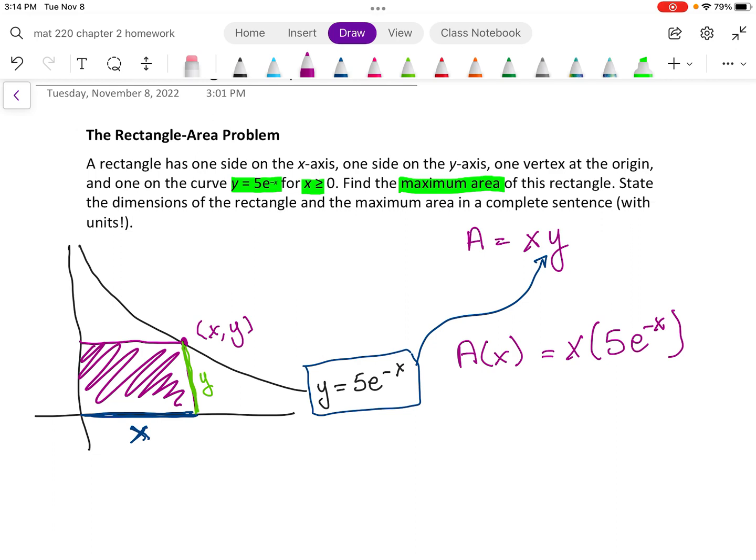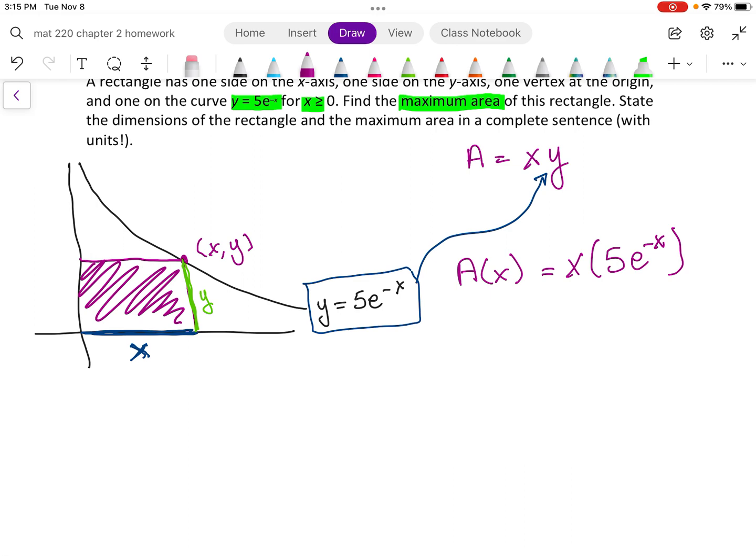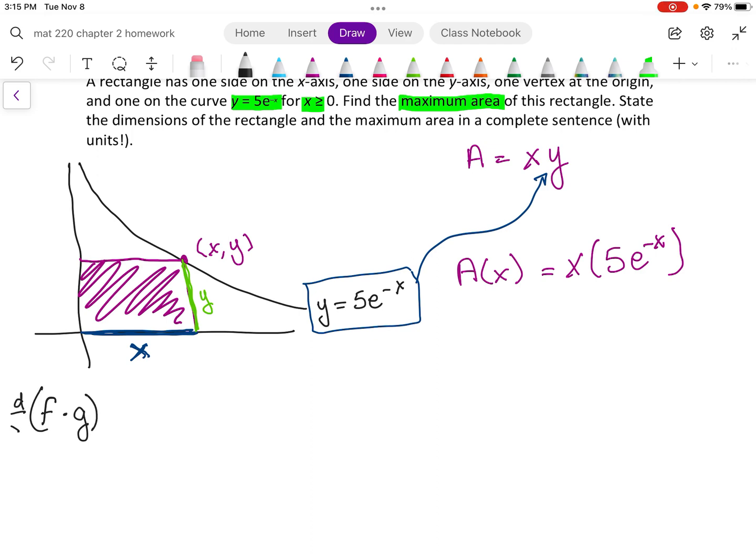Now we again want the maximum area, and maximums are going to occur where our derivative is undefined, or where our derivative is equal to 0. So obviously I need a derivative. This derivative is going to be a little more challenging than our previous one because we have a product going on here. We have a product rule. For those of you who need a little reminder, if I'm taking the derivative of f times g, it would be the derivative of f times g plus f times the derivative of g.